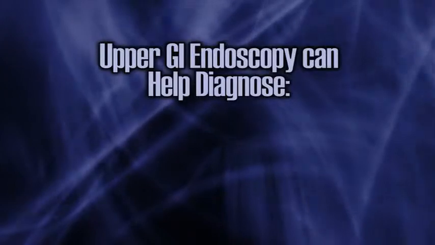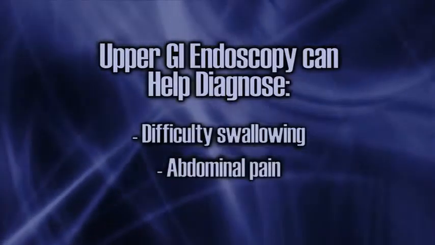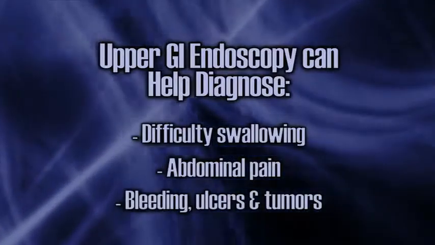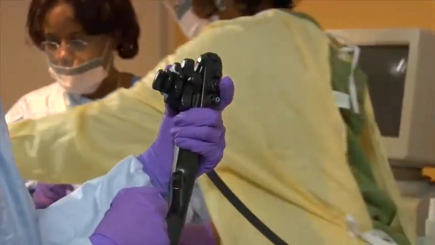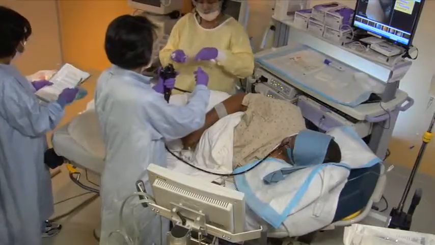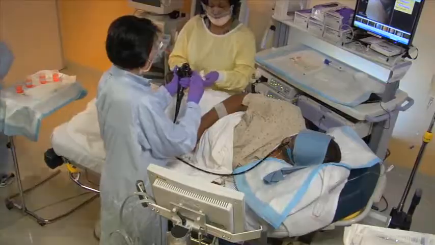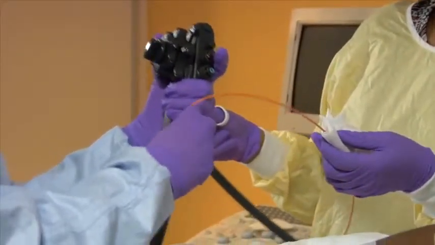Upper GI endoscopy can be helpful in the evaluation or diagnosis of various problems, including difficult or painful swallowing, pain in the stomach or abdomen, or gastrointestinal bleeding, ulcers, and tumors. An opening in the endoscope can also be used to insert tiny instruments to obtain tissue samples, stop bleeding, dilate or stretch a narrowed area, or to perform other treatments.